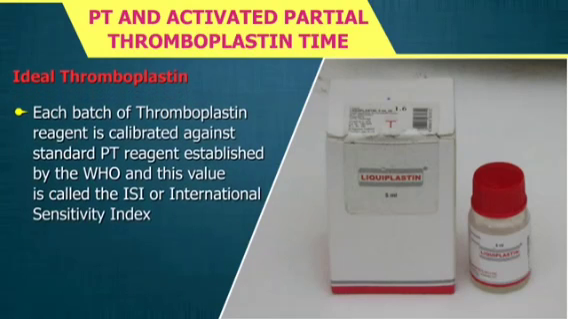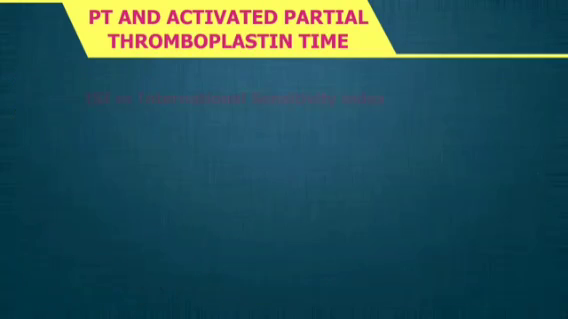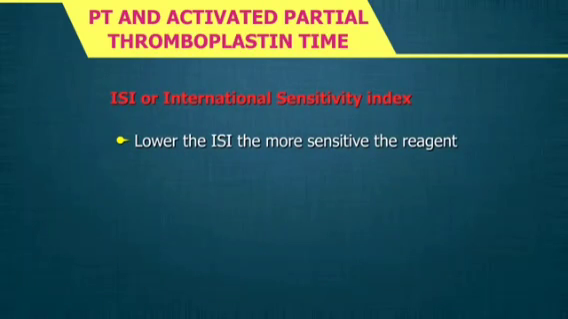1. Each batch of thromboplastin reagent is calibrated against the standard PT reagent established by the WHO, and this value is called the ISI or the International Sensitivity Index. The ISI value has to be assigned by the manufacturer for each lot of reagent. The lower the ISI, the more sensitive the reagent.